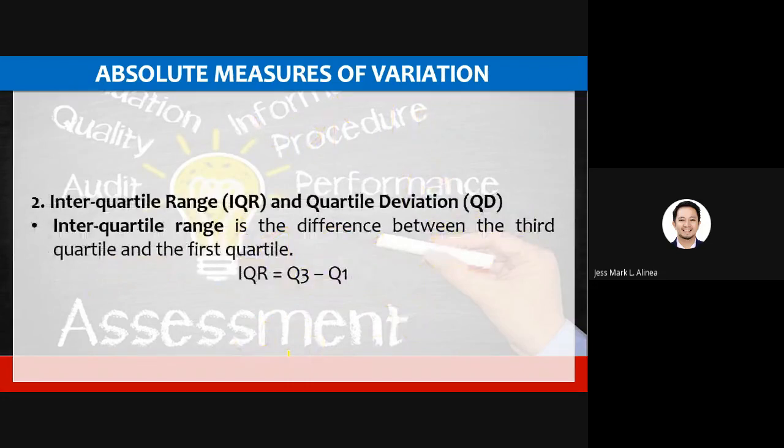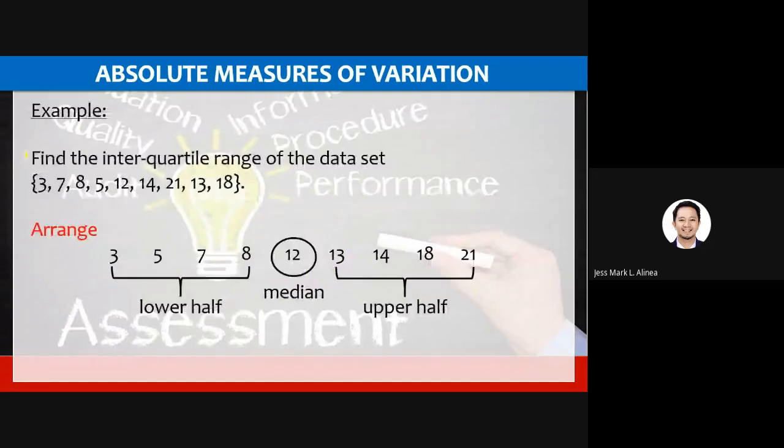Okay. So let's go to the interquartile range or the IQR and the quartile deviation or the QD. Interquartile range is the difference between the third quartile and the first quartile. So IQR is equals to Q sub 3, that's not big 3, minus Q sub 1. So para makuha natin ang IQR, we need to look for the value of Q3 and the Q1. So let's say, for example, find the interquartile range of the data sets: 3, 7, 8, 5, 12, 14, 21, 13, and 18.